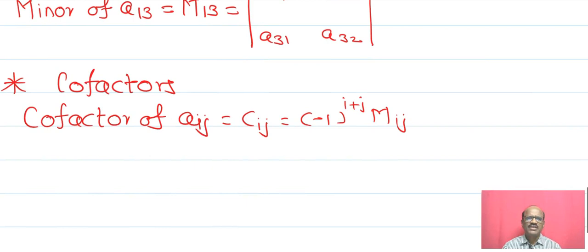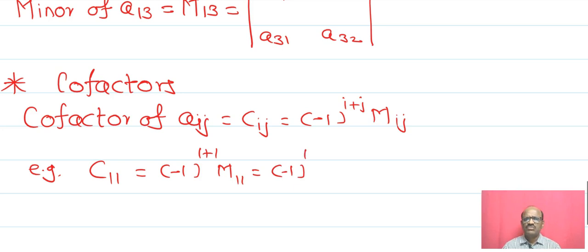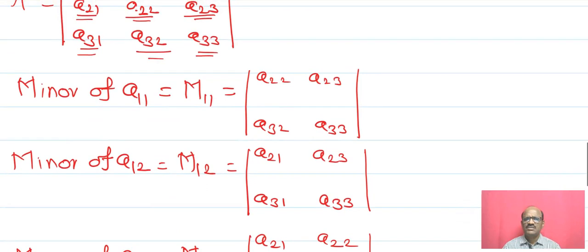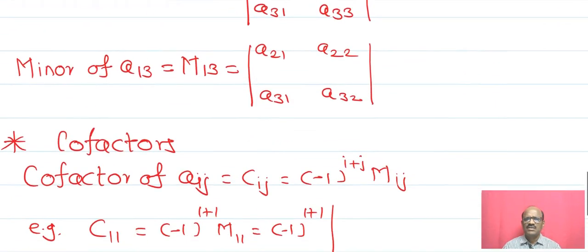That means whichever element we take, for example, I had written the cofactor C11, that is equal to -1 raised to 1 plus 1. i means 1, j means also 1, and M11 is the minor of that element. That is -1 raised to 1 plus 1, written in this manner.